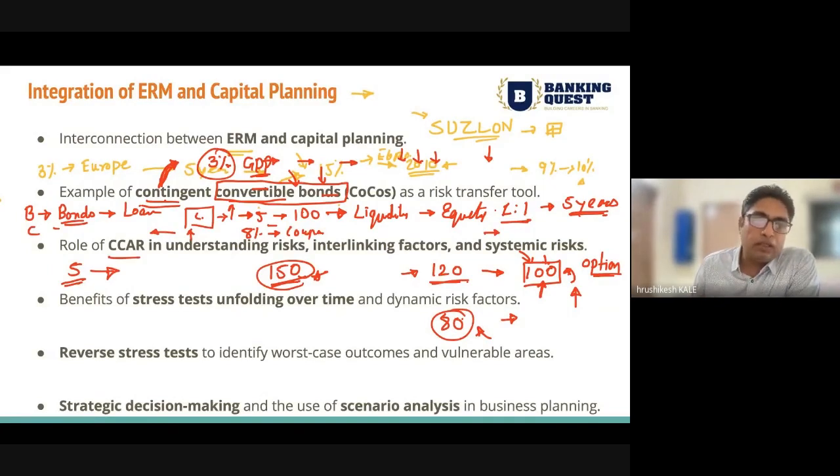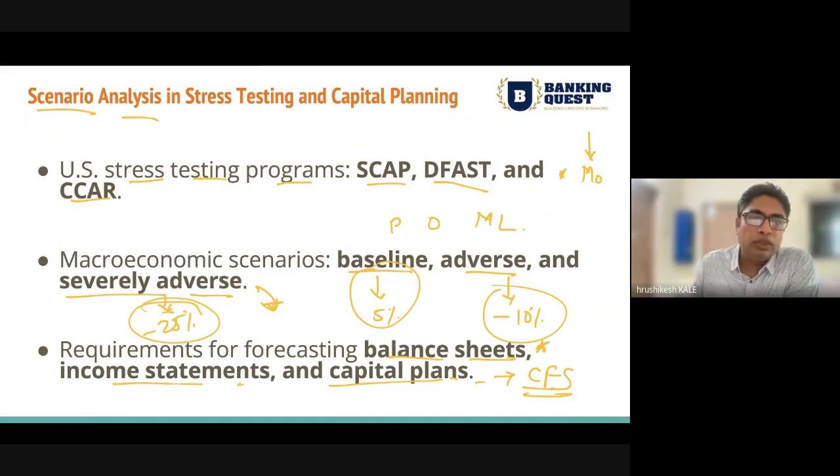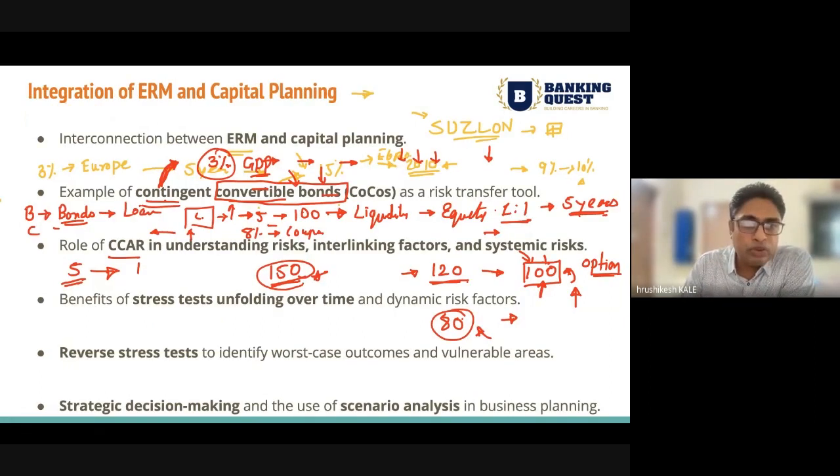The role of CCAR. So basically, we have seen the models, right? Stress testing models. So CCAR, SCAP, and DFAST are the stress testing programs used in the US. Basically, this is capital analysis in understanding the risk and interlinking the factors. So this is a model which is used for ERP or scenario analysis. Then the benefit of stress testing unfolding over time. Reverse stress testing, this is important.